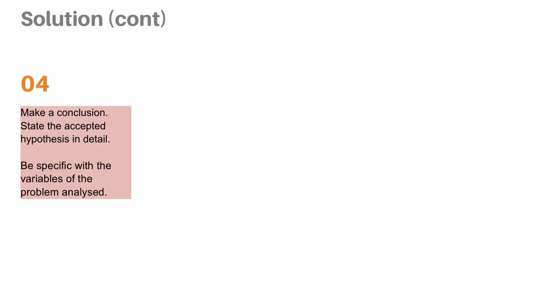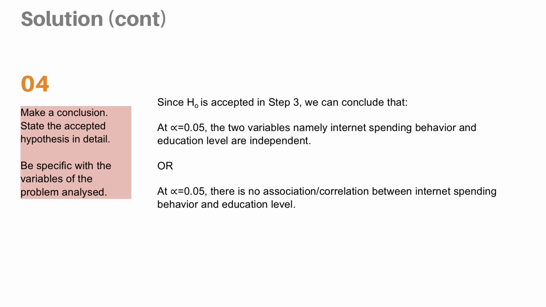In the fourth step, we have to make a conclusion, whereby we have to state the accepted hypothesis in detail. Since we accept the null hypothesis in step 3, we can conclude that at alpha equal to 0.05, the two variables, namely internet spending behavior and education level, are independent, or we can also say that at alpha equal to 0.05, there is no association or correlation between internet spending behavior and education level. So that wraps up the 4 steps that we need to perform in order to analyze a non-parametric equation using independence test.